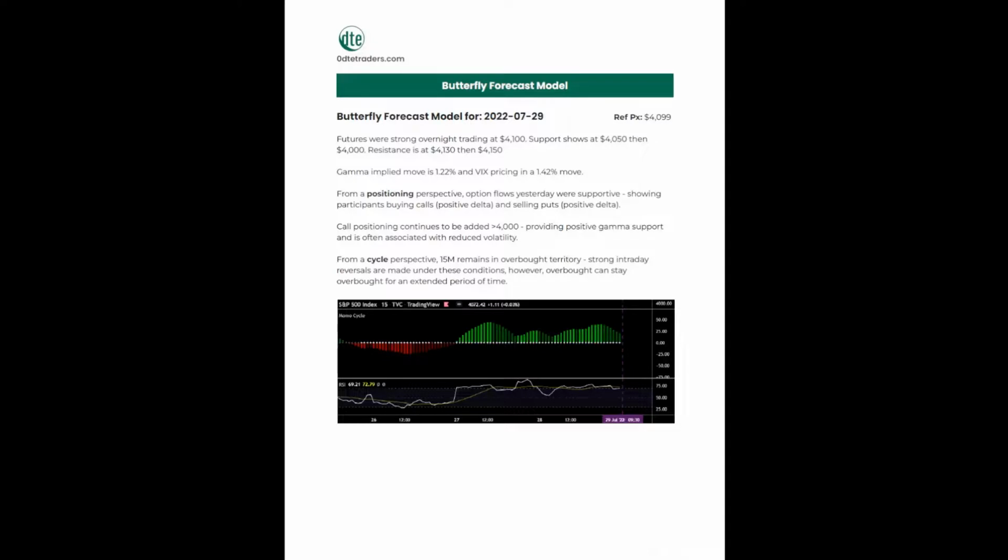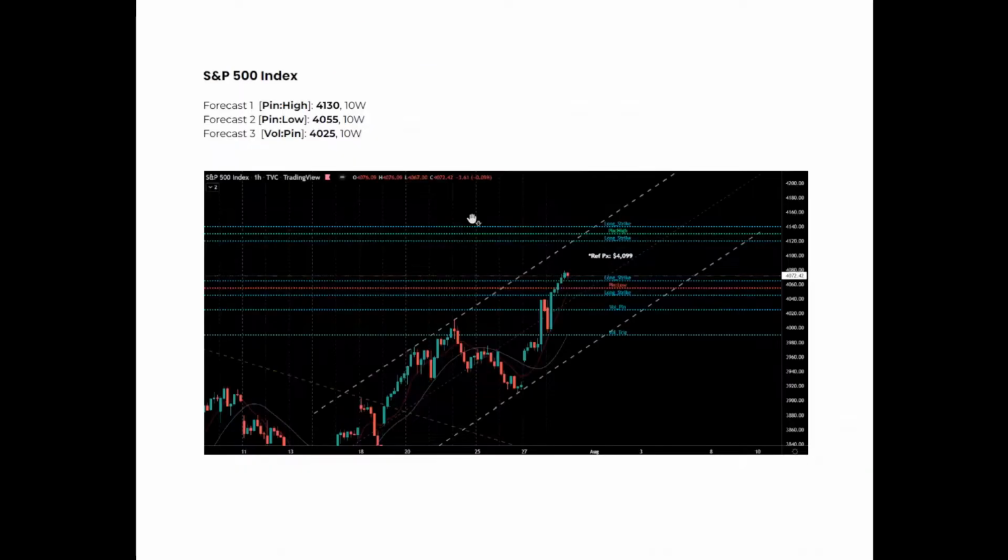Here was our forecast report for July 29th, 2022. I did not handpick this, rather this was just a report from the last trading day, but this is what you can expect. Some unique market insights, and a minimum of 2 potential trade ideas, a pin high and a pin low.